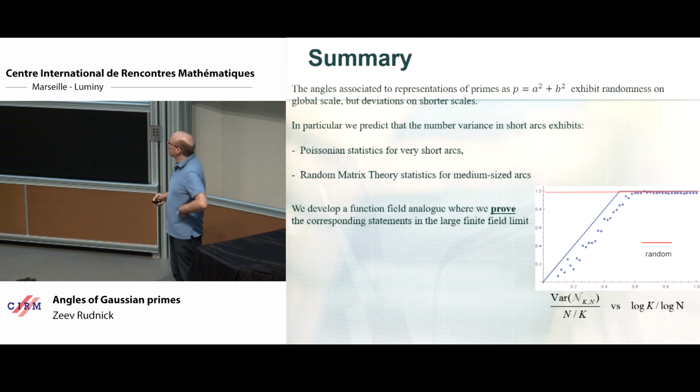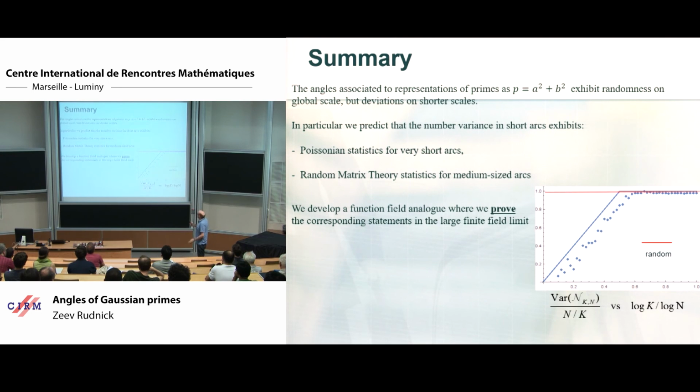So this, in 1 minute, was the proof. So to summarize, I studied these Gaussian angles, and I have a conjecture for the number variance with some support.